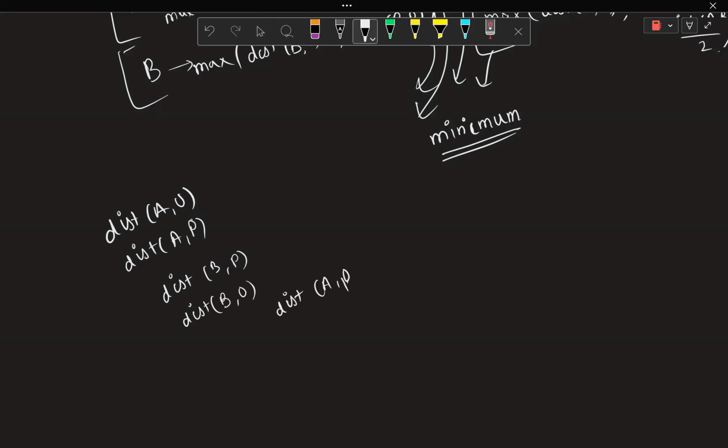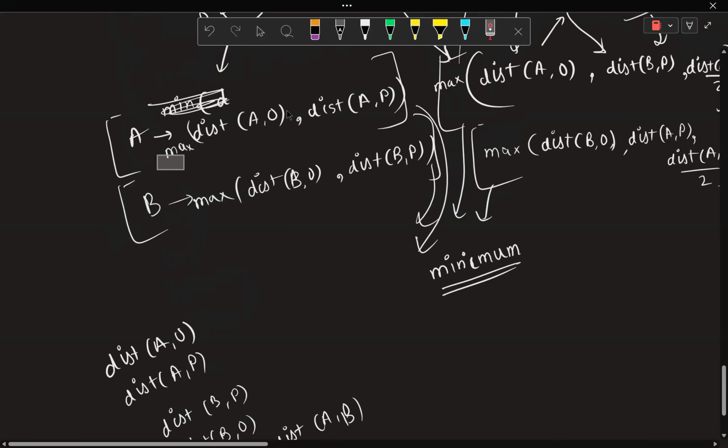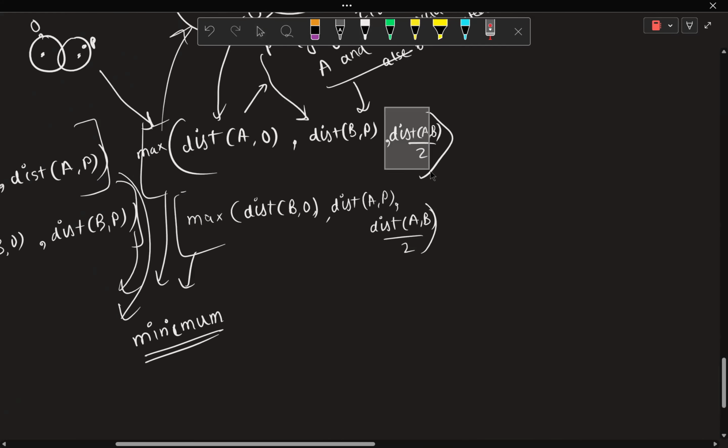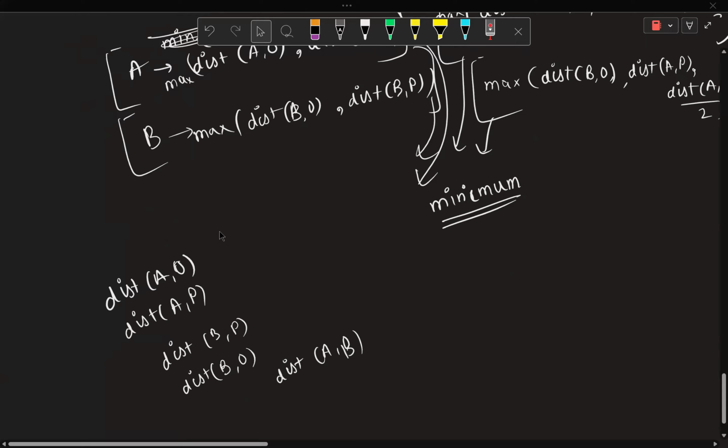After finding all of these, for the first case, it is just the maximum of AO and AP. For the second case, it is just the maximum of BO and BP. For the third case, the part becomes complicated because I cannot directly divide by 2 or 4 since it is an integer right now. That's why I multiplied these numbers by 4 to keep the maximum an integer. Basically, you can do it with double.